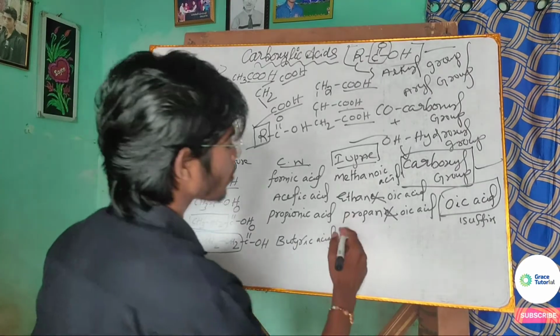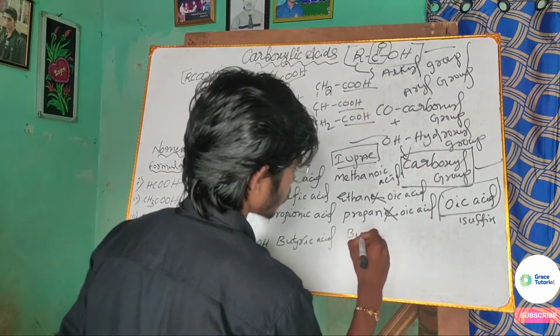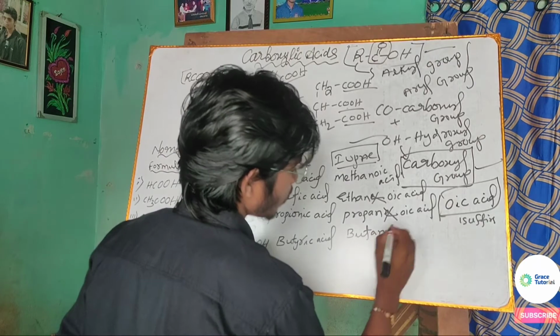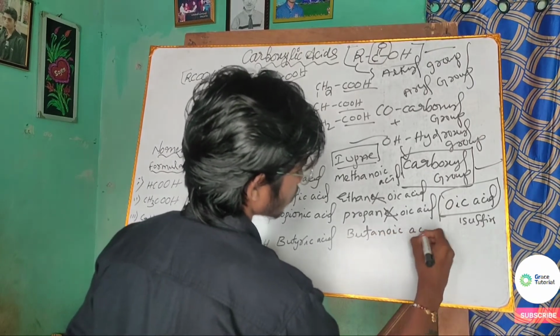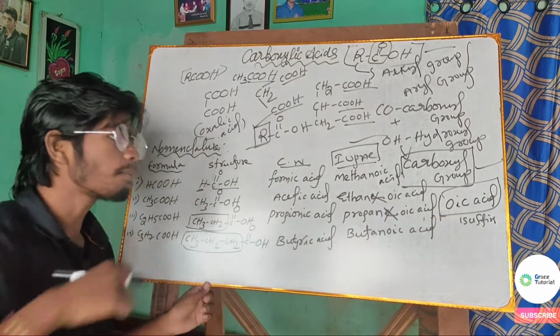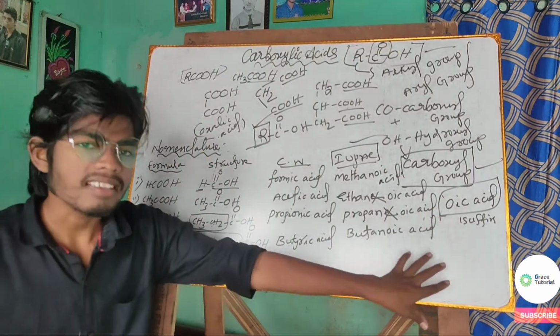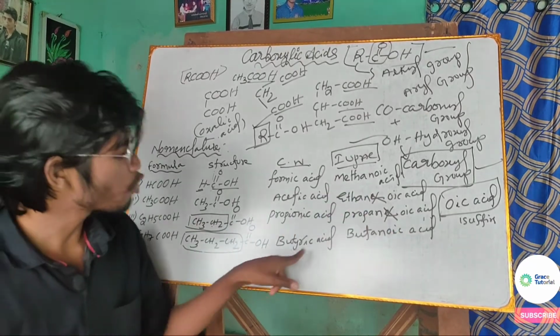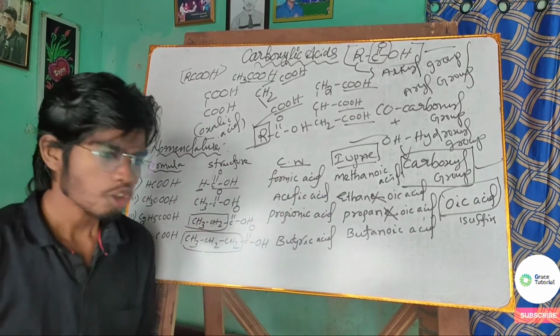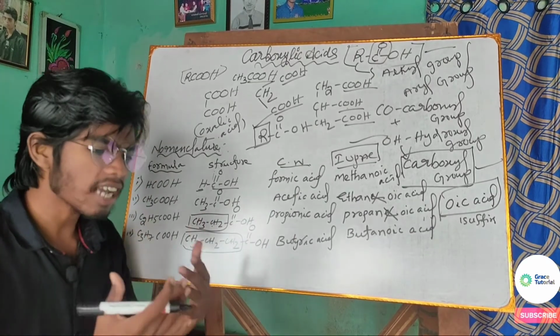So if 4 carbon atoms are there, then what do you say? You need to say butane, and removing this E, you need to write oic acid. That means what is the name of this compound now? Butanoic acid. So butanoic acid is the IUPAC name and butyric acid is the common name. So the common name is very important. Why? Because it comes in the examination.